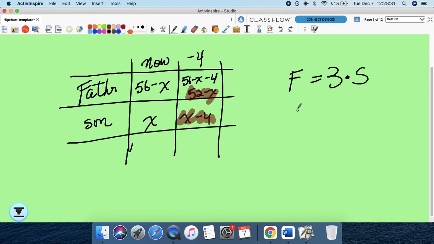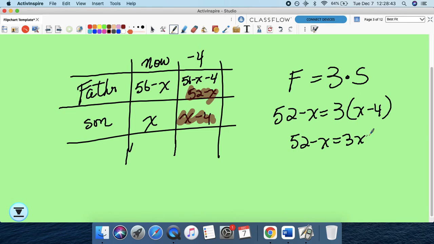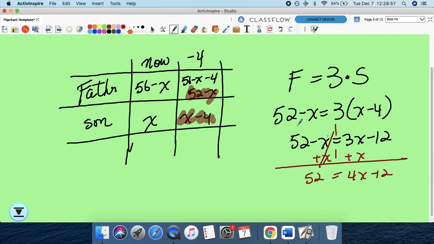So the father 4 years ago, he was 52 minus x, and 3 times the son's age 4 years ago, which is x minus 4. 52 minus x, just read it properly, you get 3x minus 12. Let's get rid of one of the variables, the smaller one. So we do plus x, right, inverse, plus x over here. The x's go away on the left side, so we have 52 equals 4x minus 12.